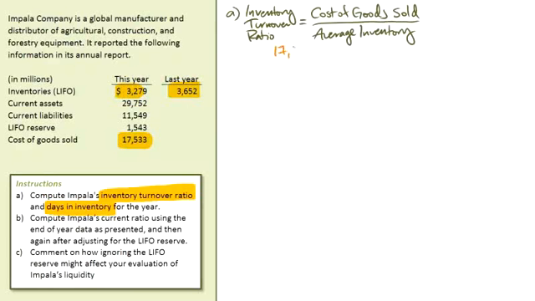So 17,533 divided by 3,279 plus 3,652 divided by 2 to get the average gives us 17,533 divided by 3,465.5, or roughly 5.06. So Impala sold the value of their inventory approximately 5 times during the year.